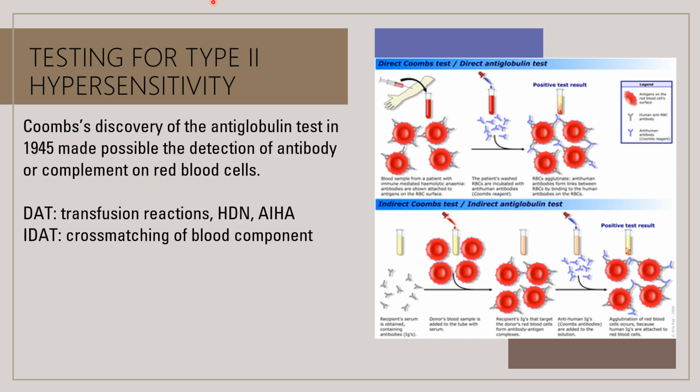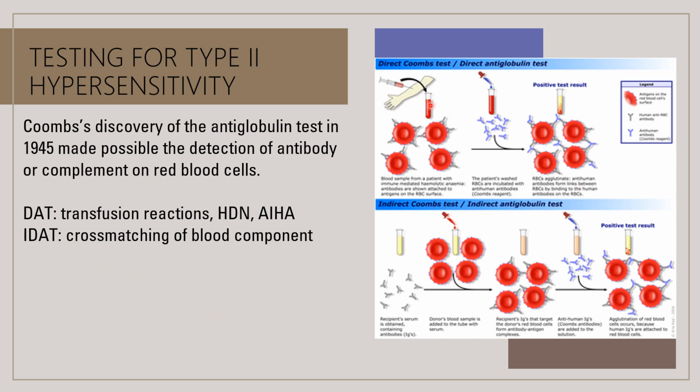So there are two major types of Coombs test: the direct antiglobulin test or direct Coombs test, wherein we detect in vivo coating of red blood cells, and the indirect antiglobulin test or indirect Coombs test, we detect an in vitro coating of red blood cells.